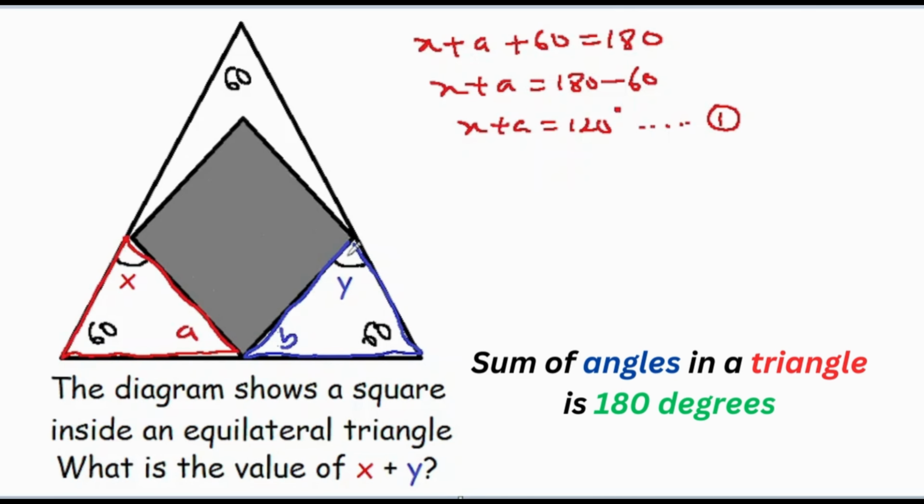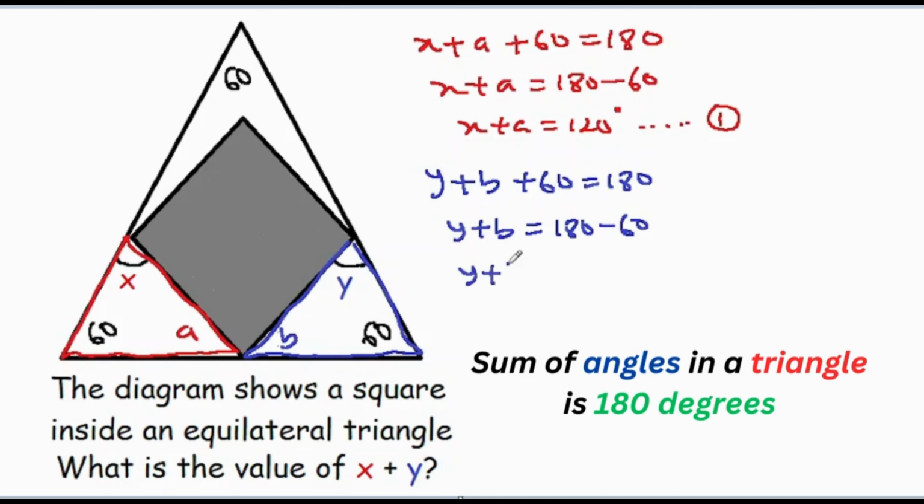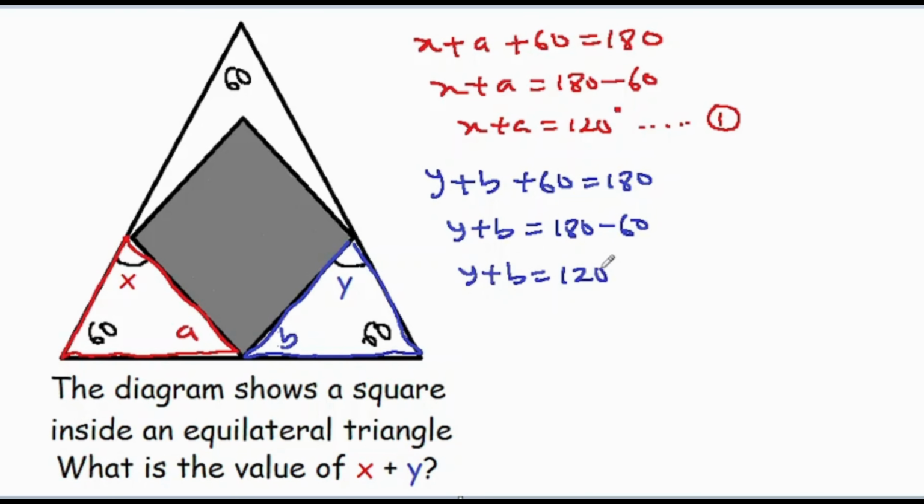Now, considering the small blue triangle, what do we have? The sum of angles in the triangle is 180 degrees. So y plus b plus 60 equals 180 degrees. Subtract 60 from both sides of the equation: y plus b equals 180 minus 60. So y plus b equals 120 degrees. Let's call this equation 2.